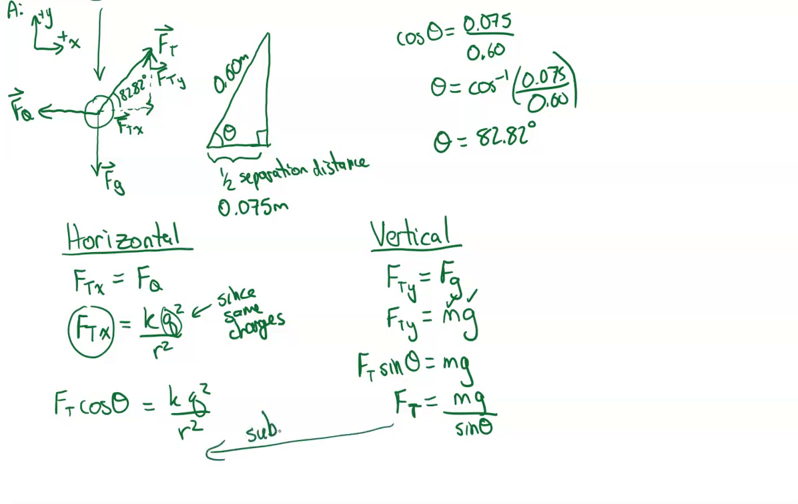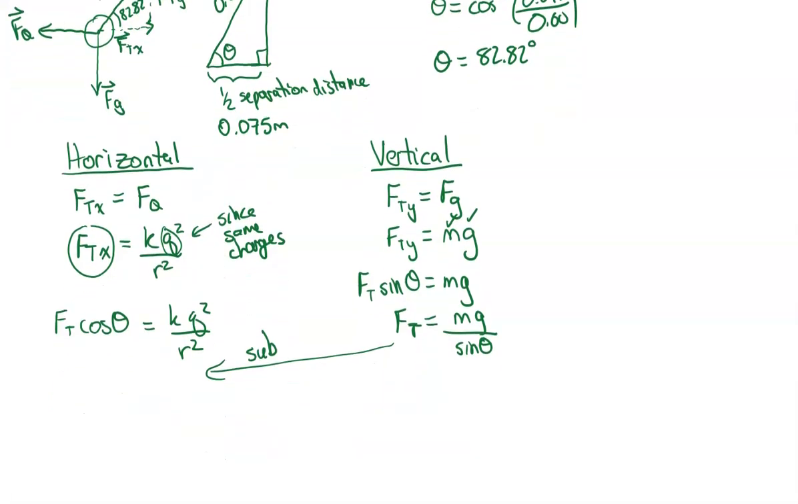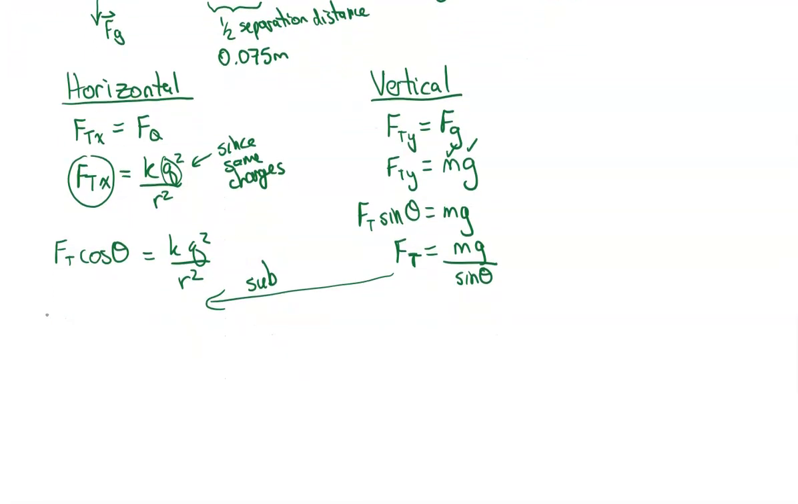You could have solved for the force of tension first. That wouldn't have been a bad idea. But I'm going to substitute it in directly in this particular case. So I'm going to substitute in mg over sine theta times cos theta. There's my substitution right here. And then that's going to be equal to k times q squared over r squared. And I'm trying to determine what q is.